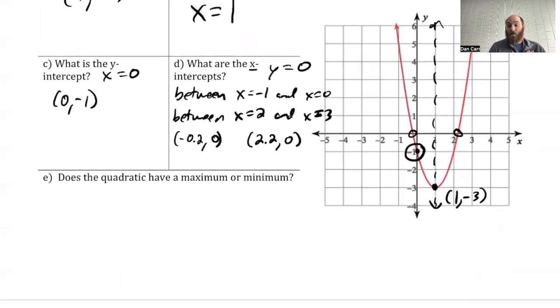Does this quadratic have a maximum or minimum? As the least amount of answer possible, this has a minimum.